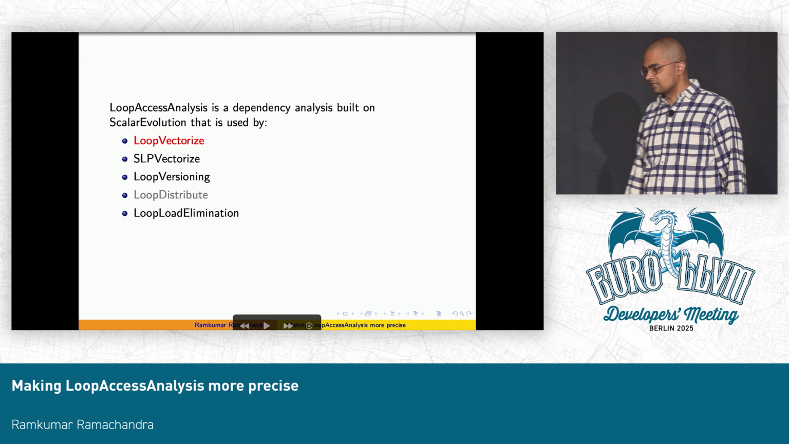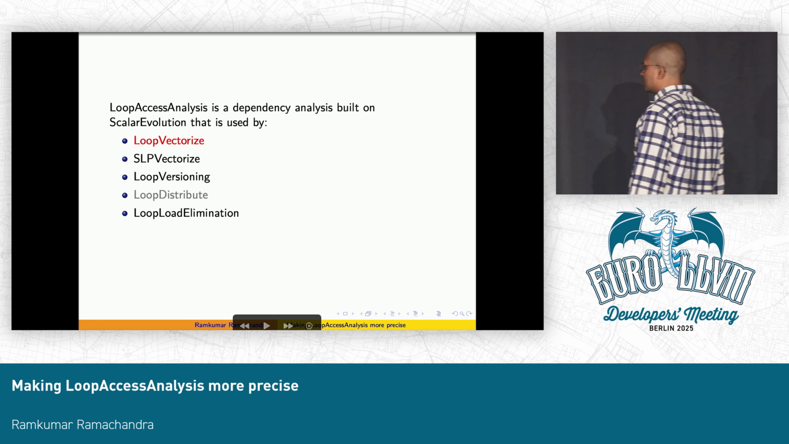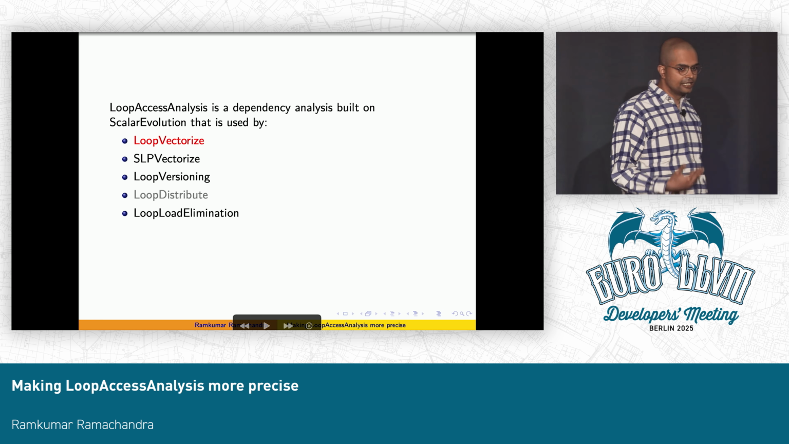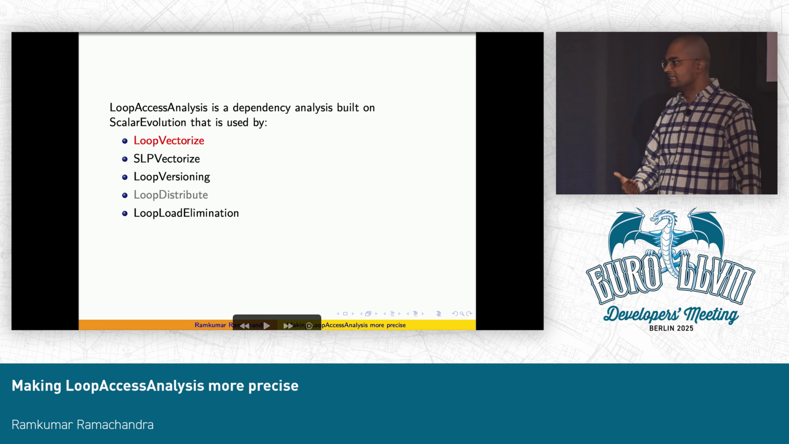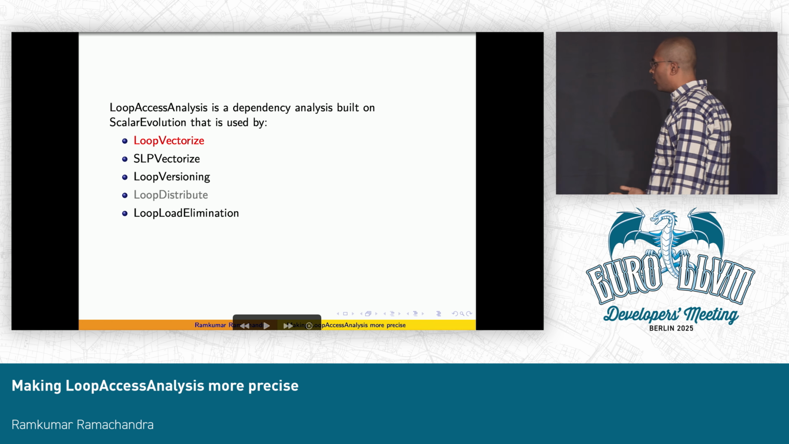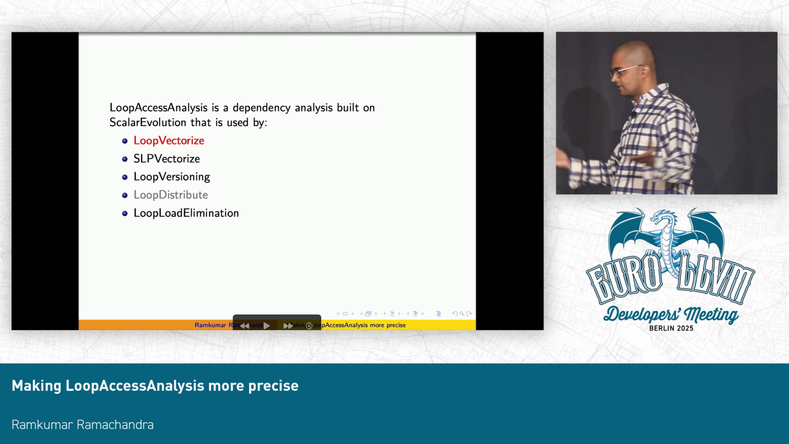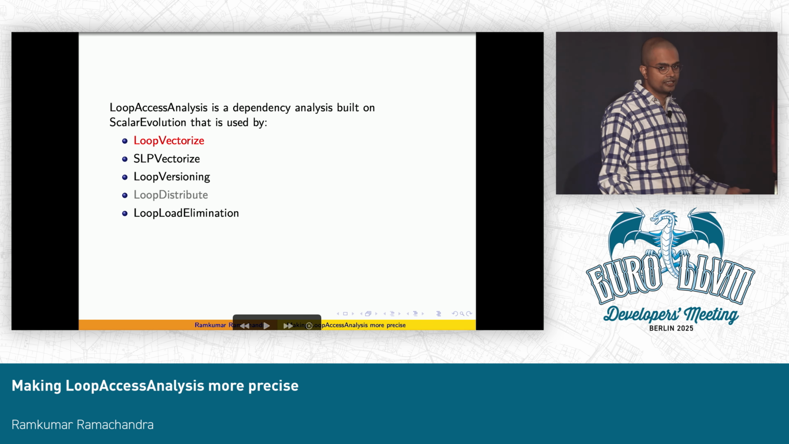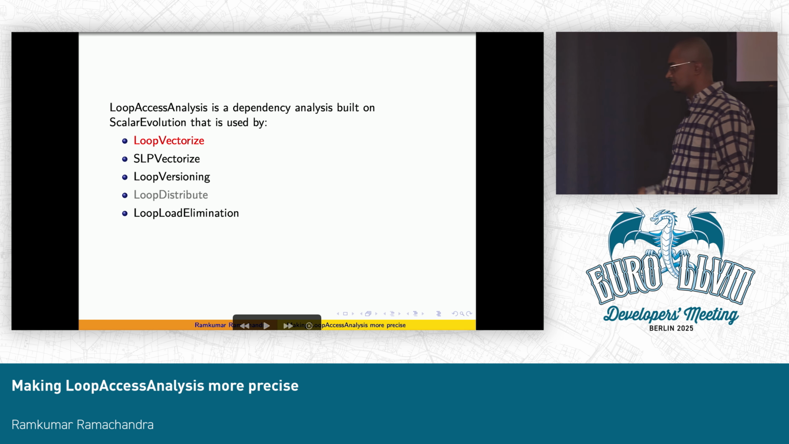So it's a dependency analysis essentially, which is built on scalar evolution, that tries to prove that something is legal to vectorize, or is legal to vectorize with runtime checks, or that it just doesn't know the dependency, and the dependencies are unsafe, and therefore don't vectorize it.